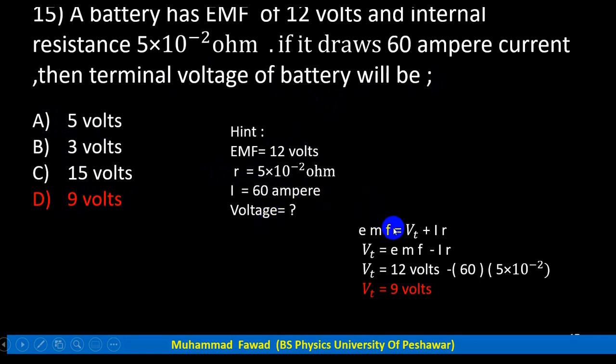And we know the terminal voltage formula: EMF is equal to terminal voltage plus IR, where R is the internal resistance and I is the current. V terminal will be equal to EMF minus IR. If we put the values, terminal voltage will be equal to 9 volts. Therefore, हमारे पास दुरुस्त option D है which is 9 volts.